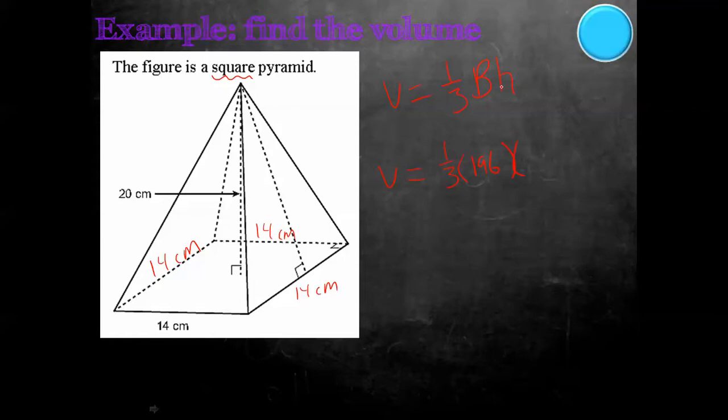Now the height, H right here, is the height of the altitude. So it's not this line right here, it's this line right here where it says 20. So we're going to take 196 times 20, which is 3,920. And we're going to multiply it times 1/3, which is the same as dividing by 3. And that's going to give us approximately 1,306.7 centimeters cubed. Remember, volume is cubed.